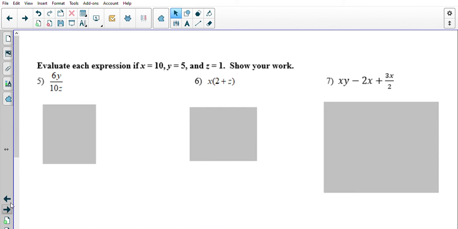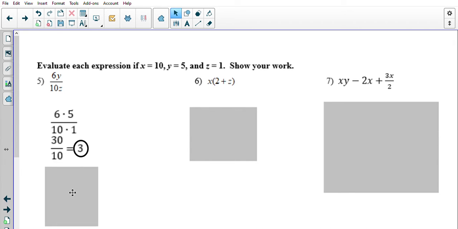All right, number 5, we've got 6y over 10z. So that's 6 times 5 over 10 times 1. 6 times 5, of course, is 30. 10 times 1 is 10. And of course, 30 divided by 10 is 3.